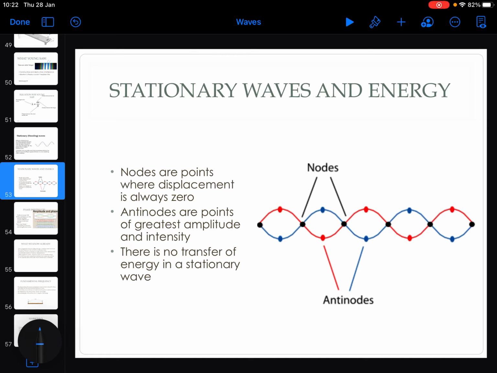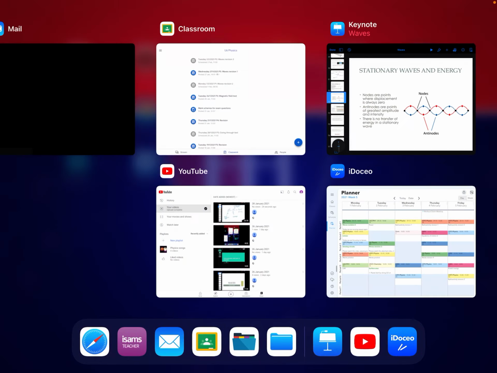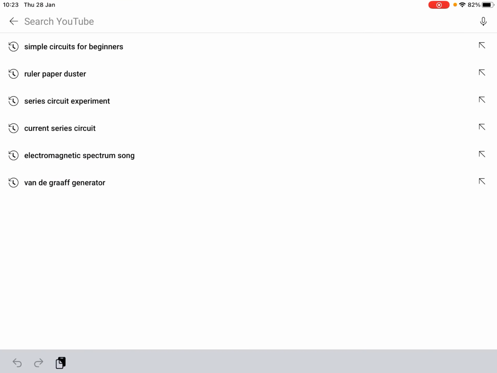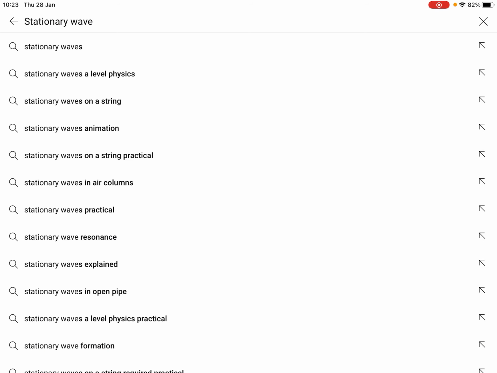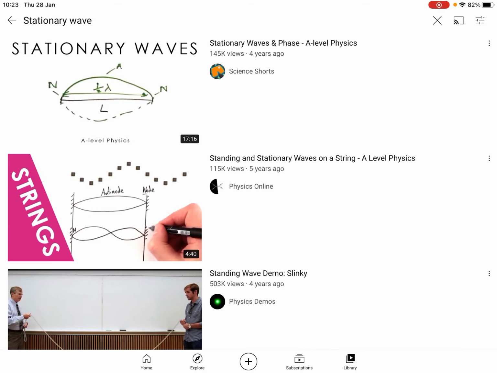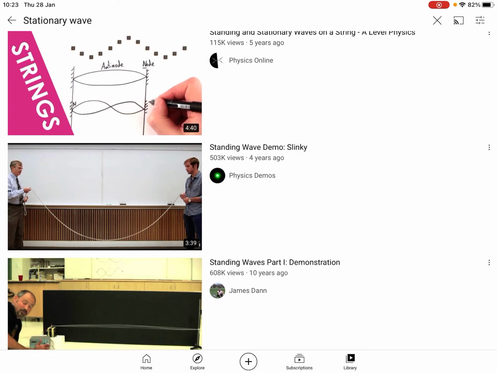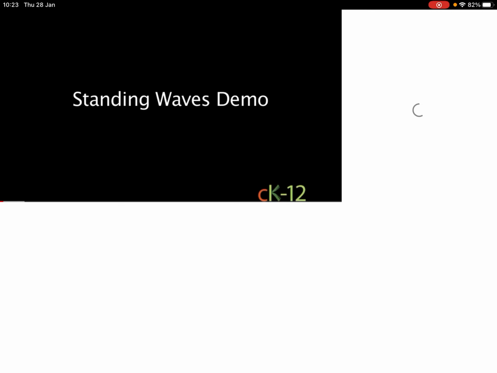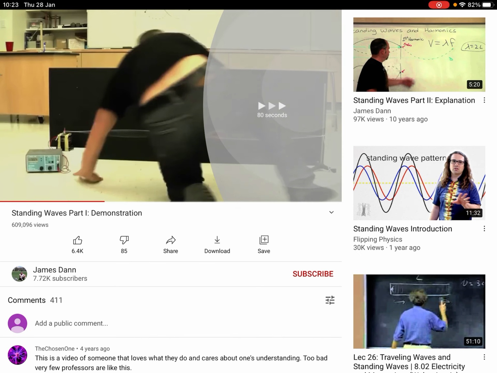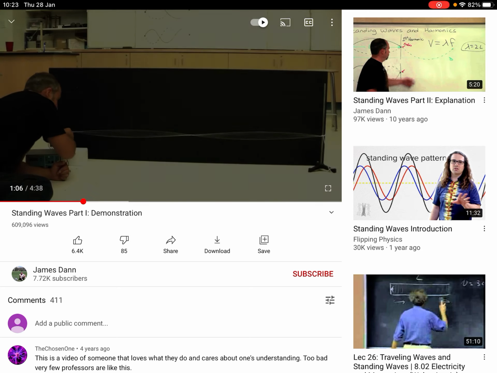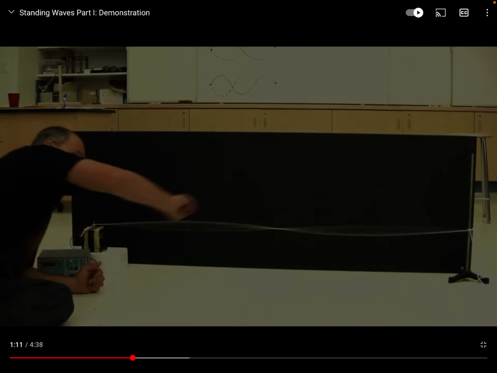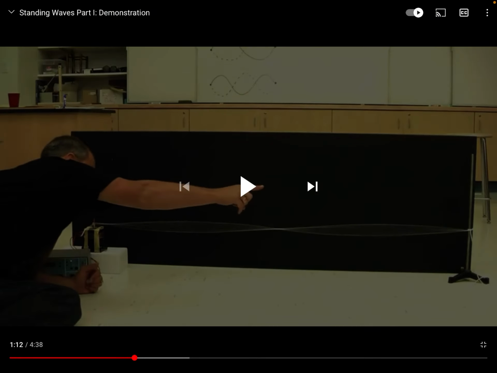Now, I know you can't really see it, so I apologise for that. In fact, let's have a little look, shall we? Stationary wave. Yes, I just really want to... here we go. Right, I actually just want to show you this picture, really.